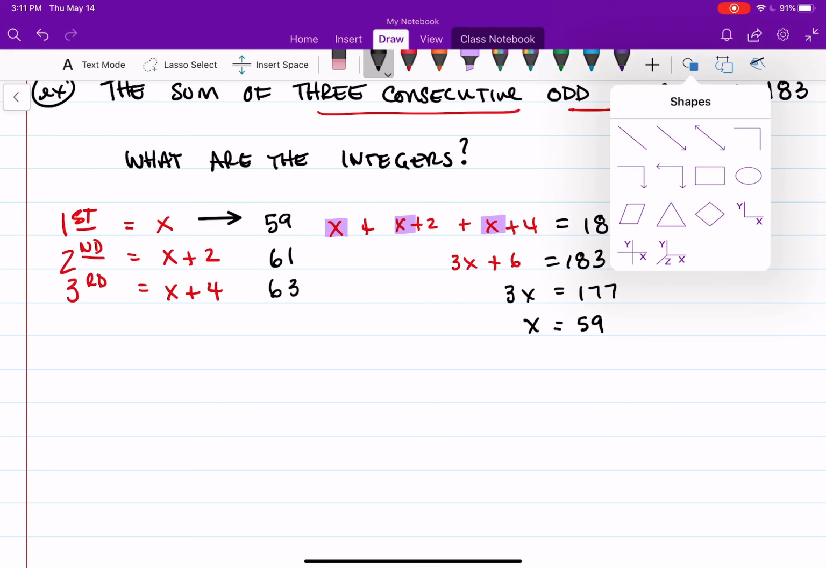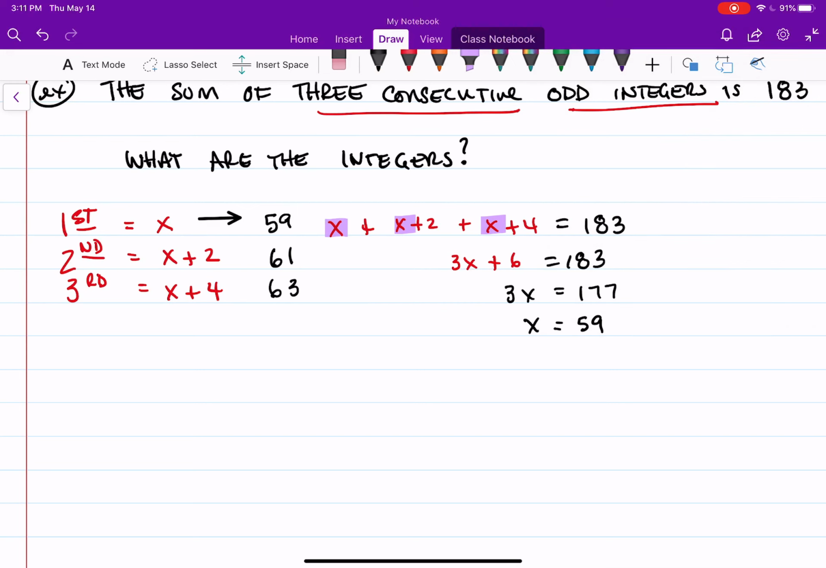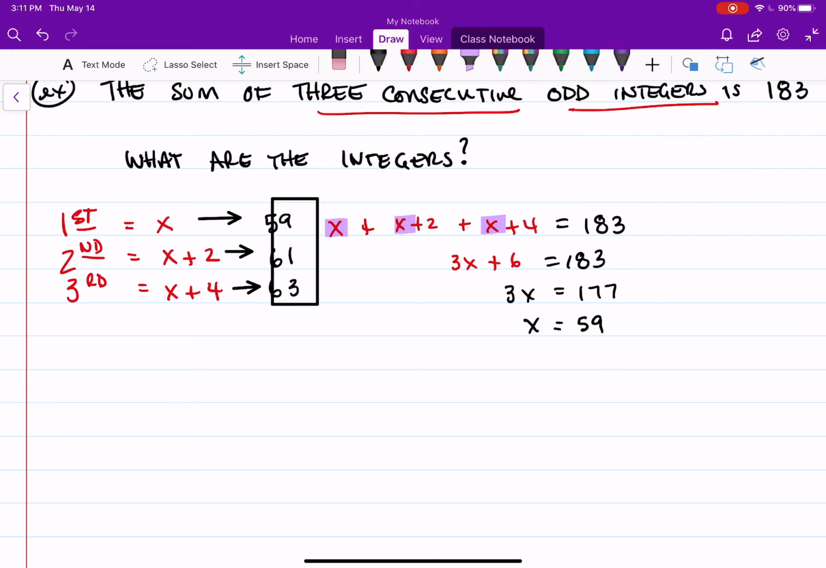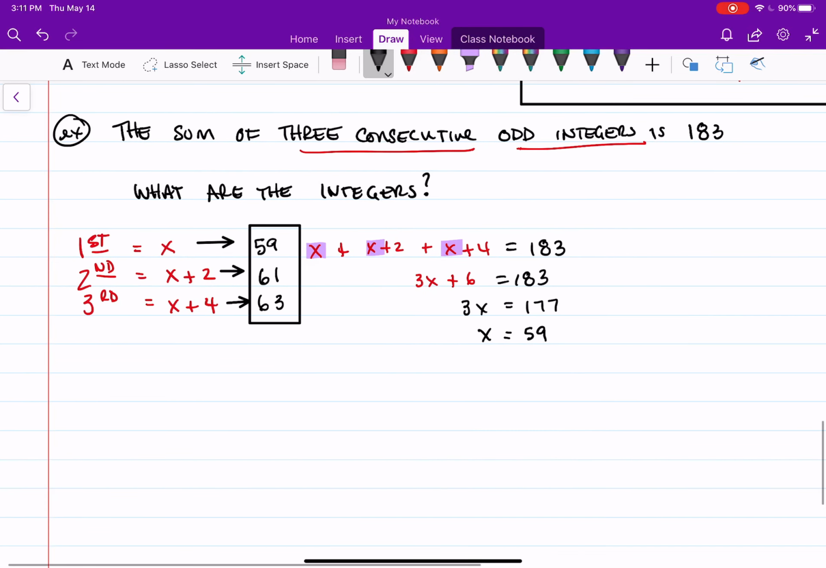My x plus 2 would be the 59 plus 2, and then 59 plus 4, which would give you 63. So that, ladies and gentlemen, would be my answer. So you'll always have to answer the question. That is the bottom line.